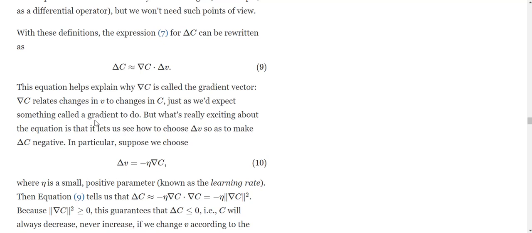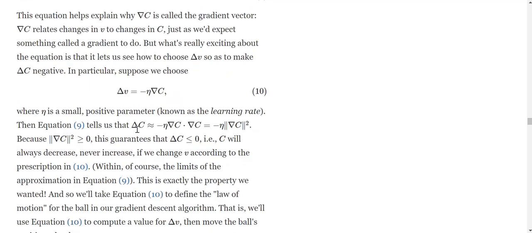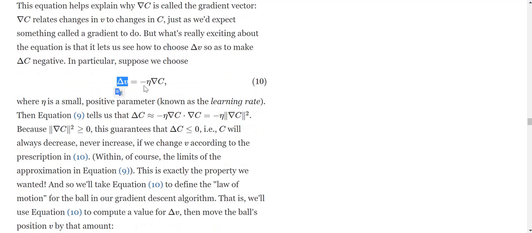But what's really exciting about the equation is that it lets us see how to choose delta V so as to make delta C negative. In particular, suppose we chose delta V as this thing. I'll explain what this is.